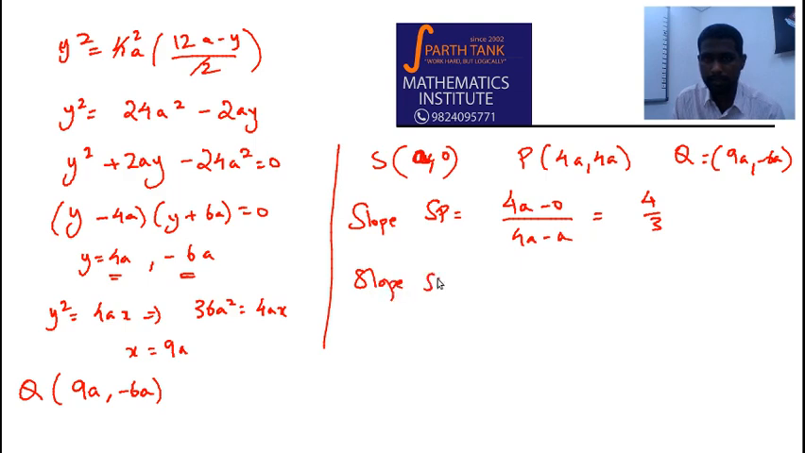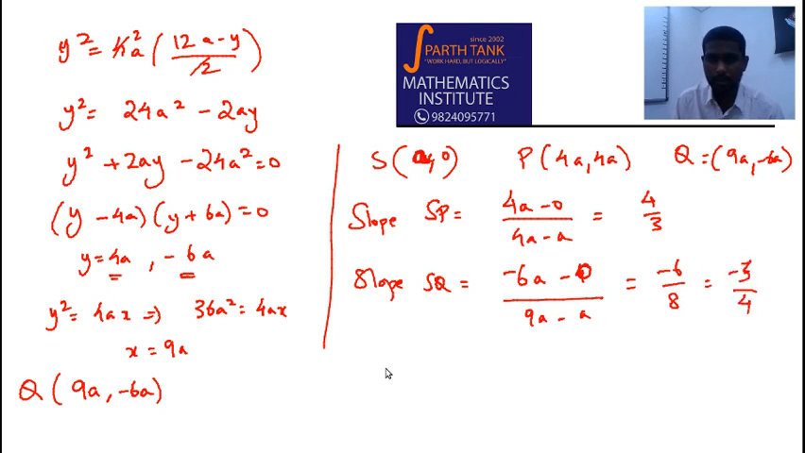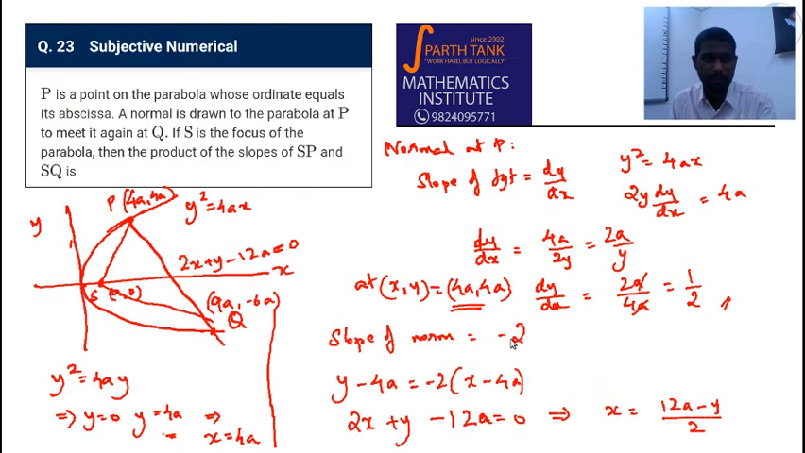Slope of SQ is minus 6a minus 0 by 9a minus a, which is minus 6 by 8 or minus 3 by 4. So the product of the slopes, slope of SP into slope of SQ is going to be 4 by 3 into minus 3 by 4, which is minus 1. So the two lines are actually perpendicular. So the answer to this problem is minus 1.